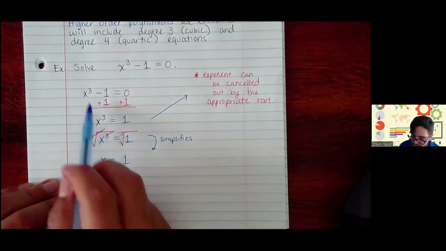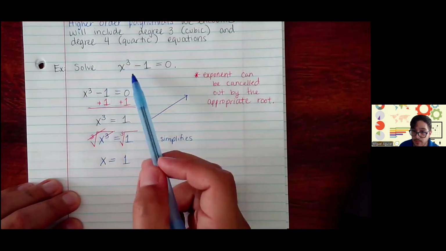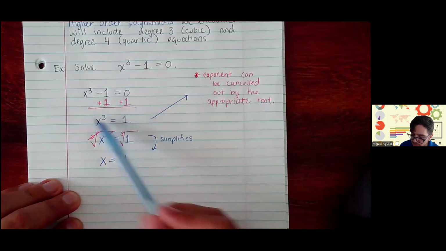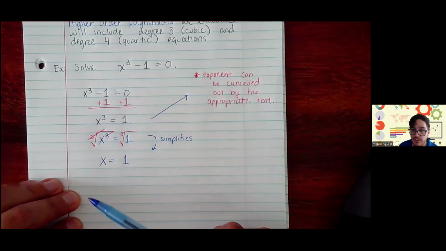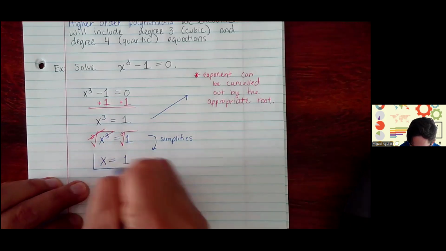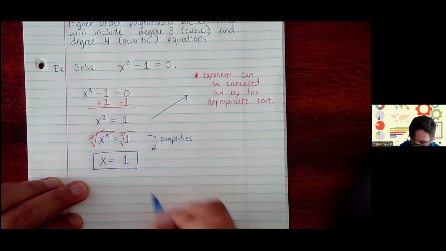So you can see that even though we had this higher order polynomial equation with some really simple steps that are reminiscent of things that we've done in previous equations, we can pretty easily solve this equation. X is equal to 1.